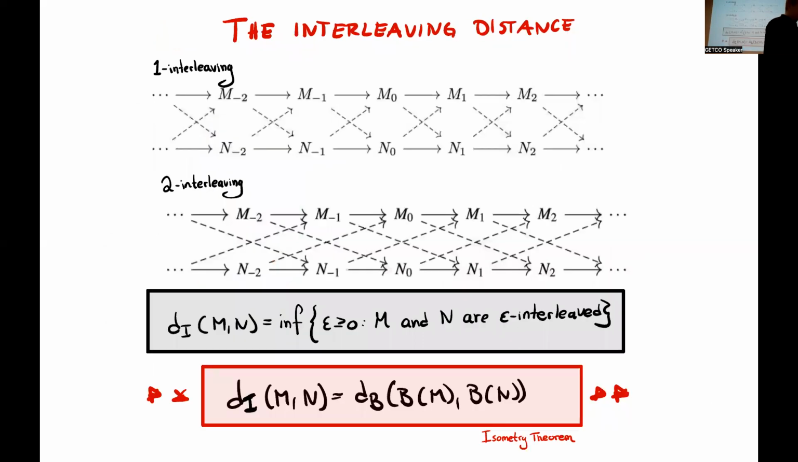Okay, so let me say a couple of words about the interleaving distance. So the interleaving distance is a metric on, well, I suppose classically 1D persistence modules. And for the ones that are indexed over the integers, it's defined in the following way. It's like a weakening of the notion of isomorphism.